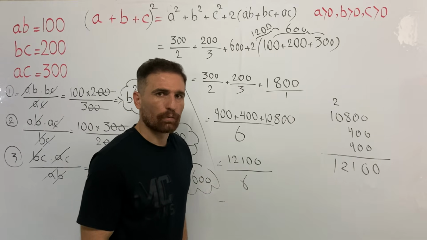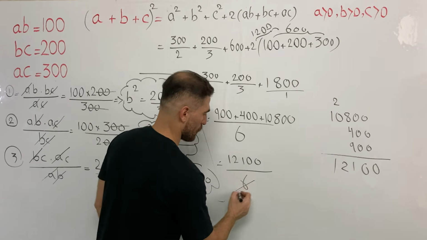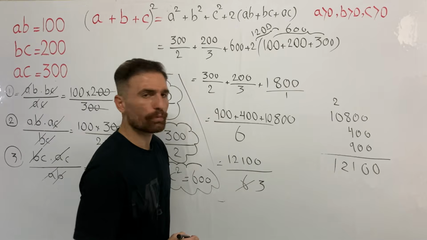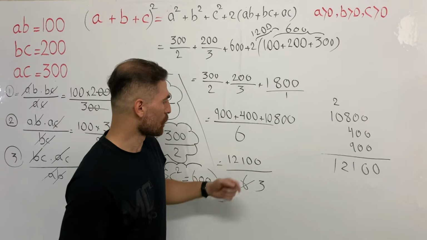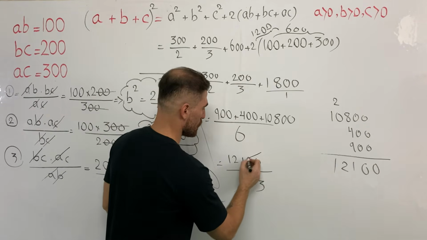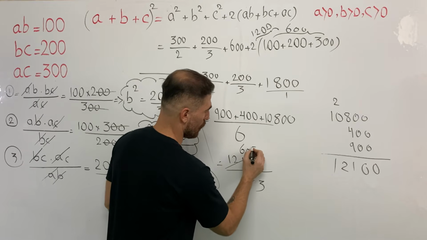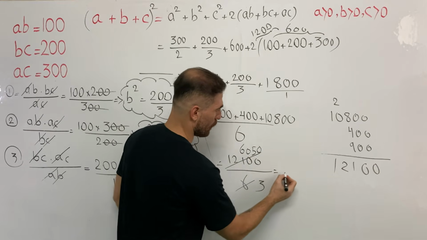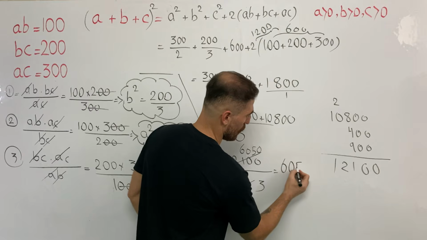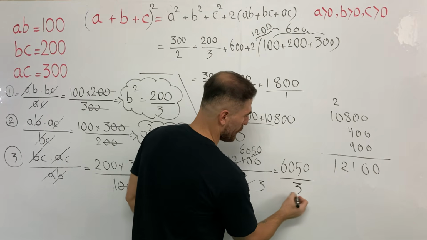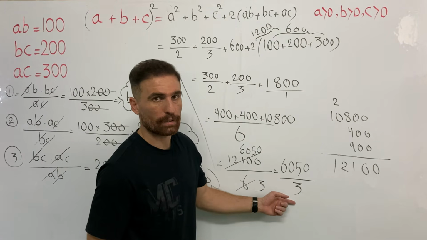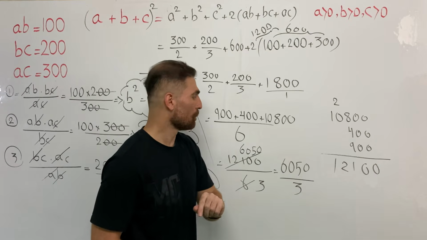Next, 6 divided by 2, 3. 12, 1, 0, 0 divided by 2 is going to be 6, 0, 5, 0, right? So I write it 6, 0, 5, 0 over 3. Is this the final answer? No, no, no. Be careful.